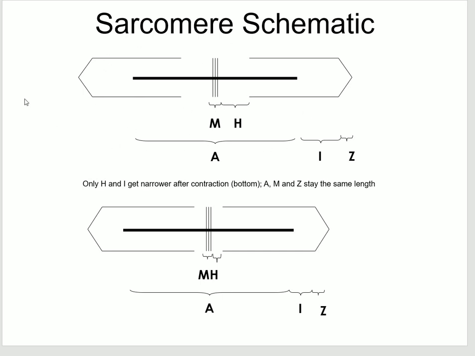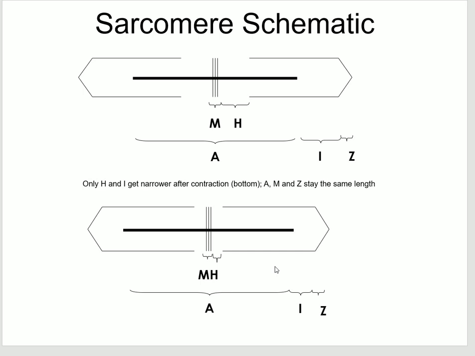So this is a relaxed state. The sarcomere is relaxed. Once it contracts, the Z line is going to move inward. This Z line moves inward, this Z line moves inward towards the M line. What happens is the space, the H zone right there, gets more narrow after contraction, and the I band gets more narrow after contraction. Everything else stays the same length.